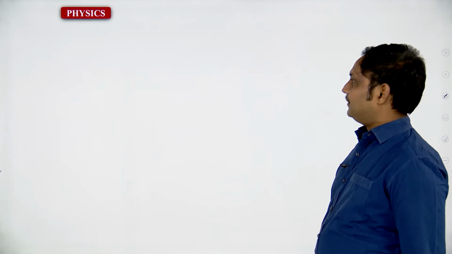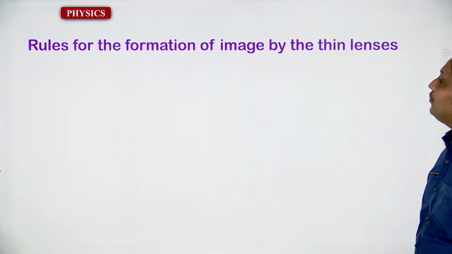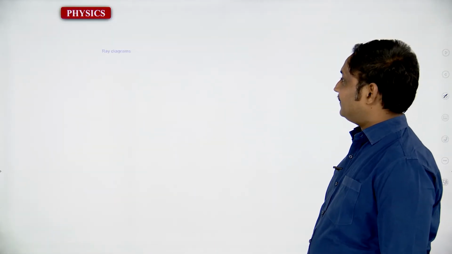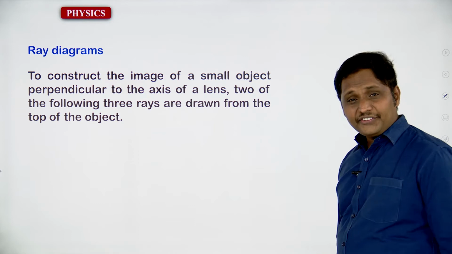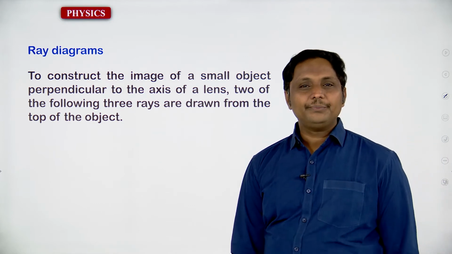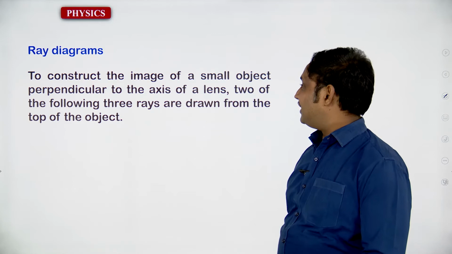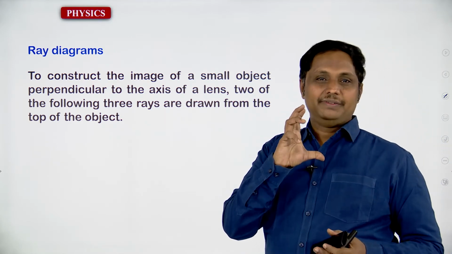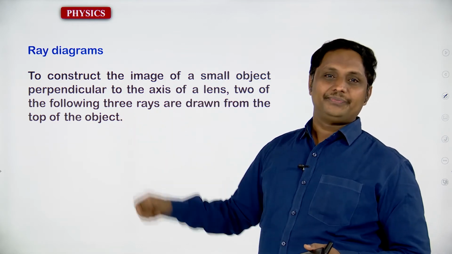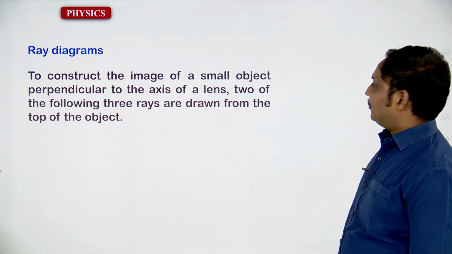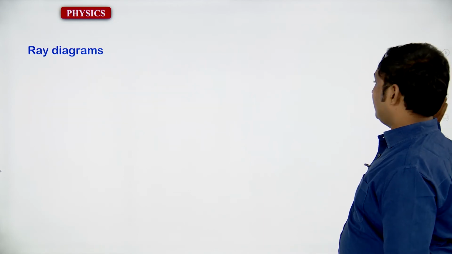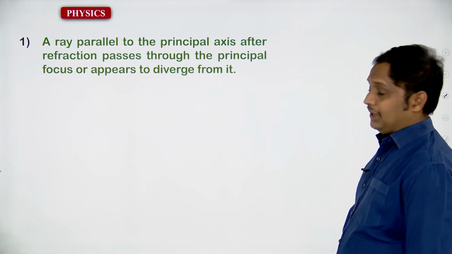Yeah, it is very clear. We would like to go for this ray diagram: rules for the formation of image by the lenses. To construct the image, what is the use of the ray diagram? They are useful to construct the image. It is the process to track the image by considering the ray diagrams. Alright, let us go for this one. Just you have to see, this is going to be very clear.